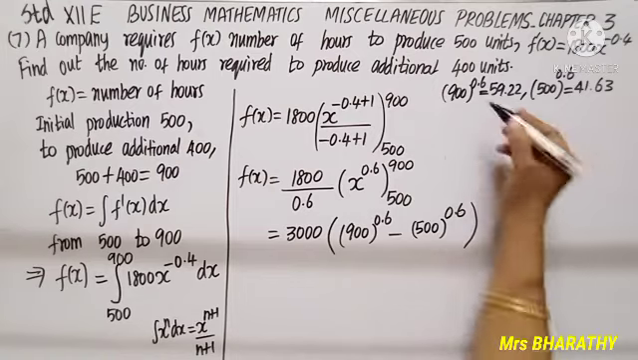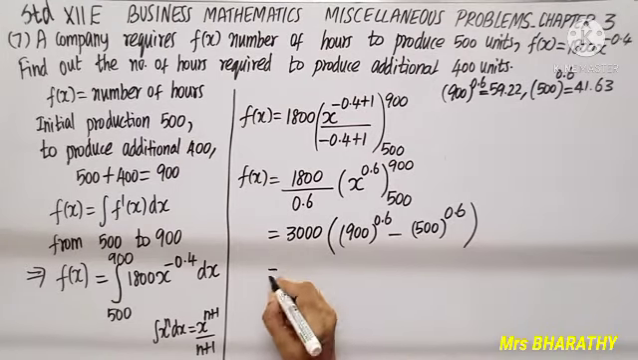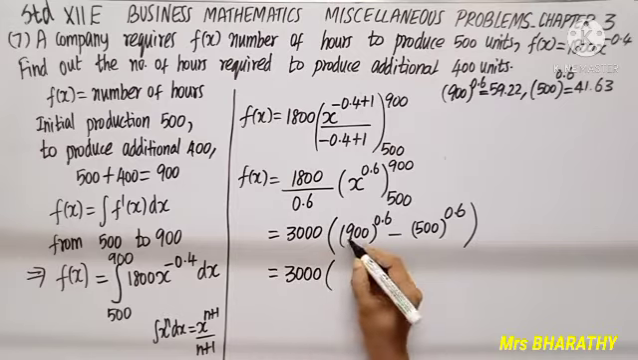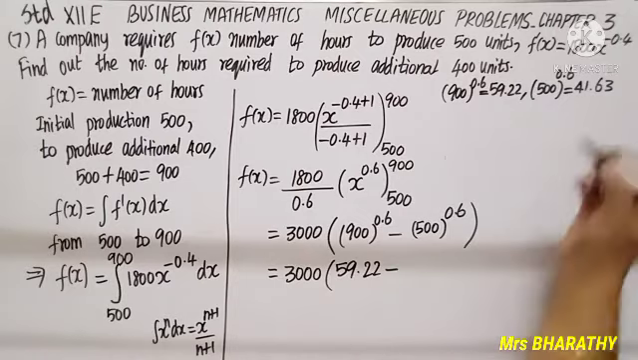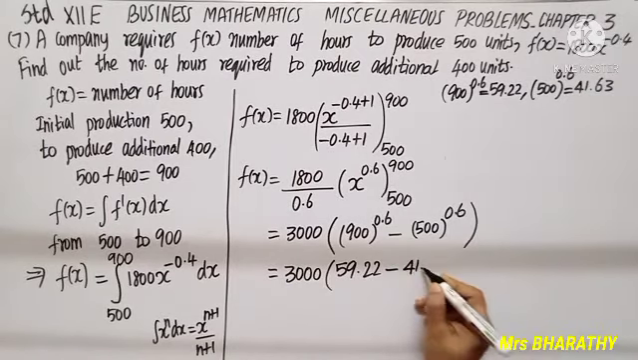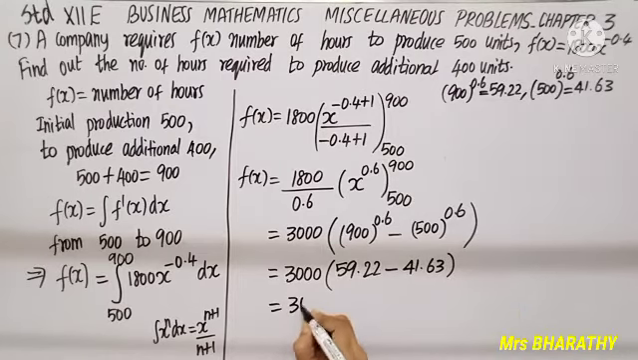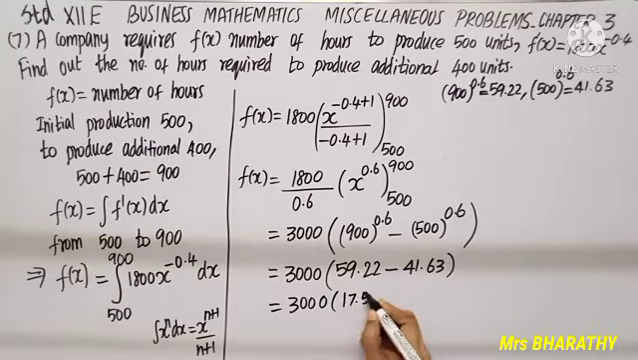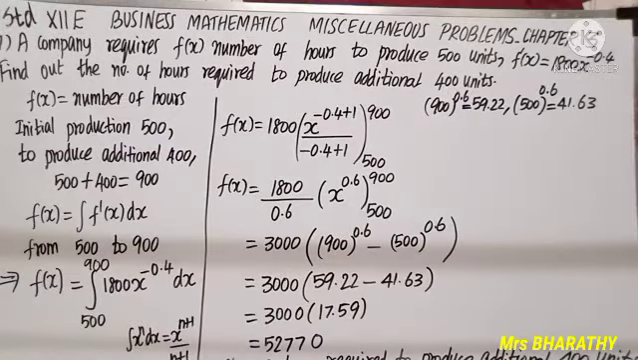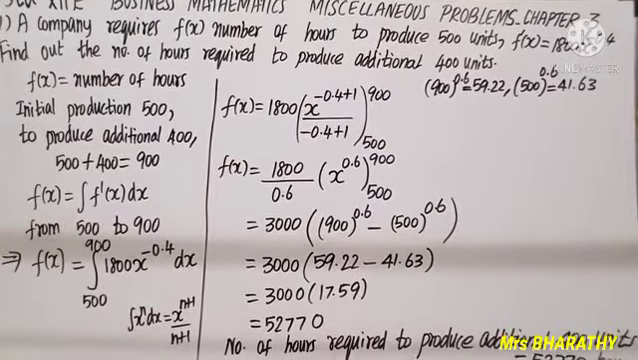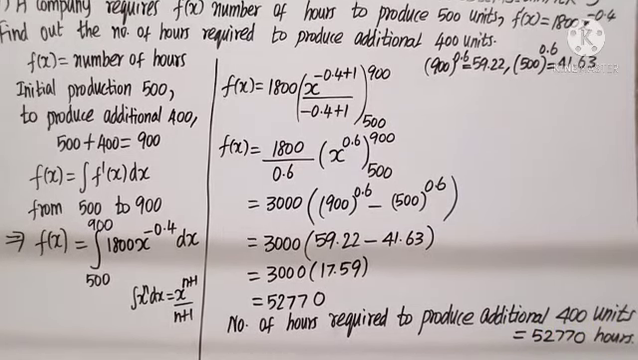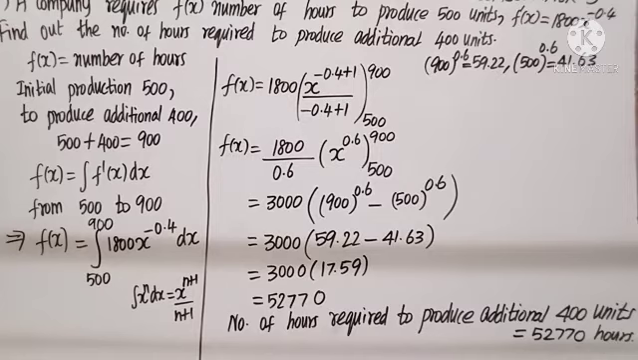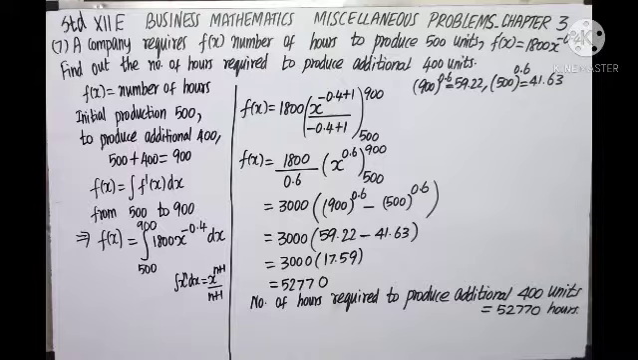These values are mentioned in the question itself. Let us just apply that. 900 power 0.6, 59.22, minus 500 power 0.6, 41.63. As we subtract, we get 17.59. As we multiply, 52770. Let us take and write the answer. Number of hours required to produce additional 400 units is 52,770 hours.